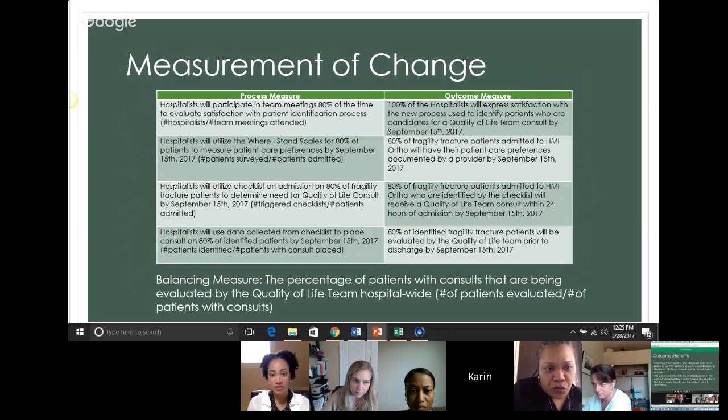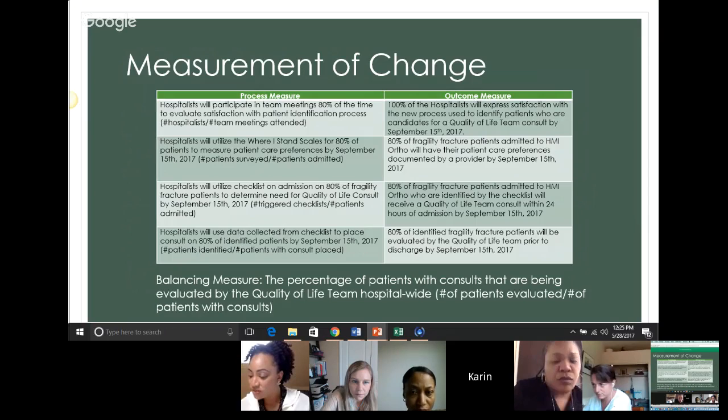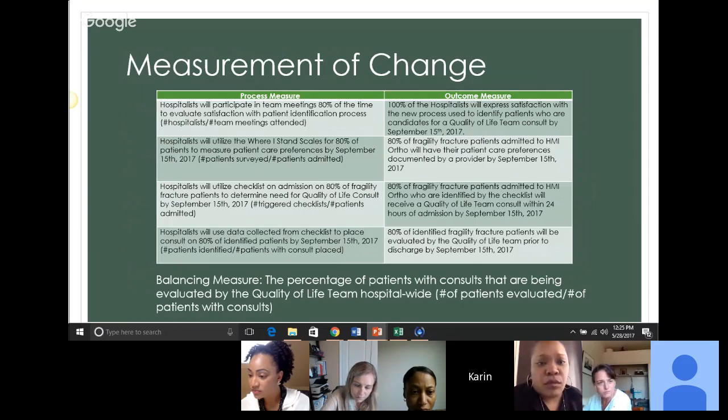My process measures will be that the hospitalists will participate in staff meetings. We're a relatively small team. It is myself, a PA, and 2 physicians. I will aim for 100% of the time that I'm able to either meet one-on-one or have huddles or emails or whatnot to communicate and see if they are satisfied with this process. The hospitalists will also utilize the Where I Stand scales to measure patient care preferences, and I would like for those to also be documented.